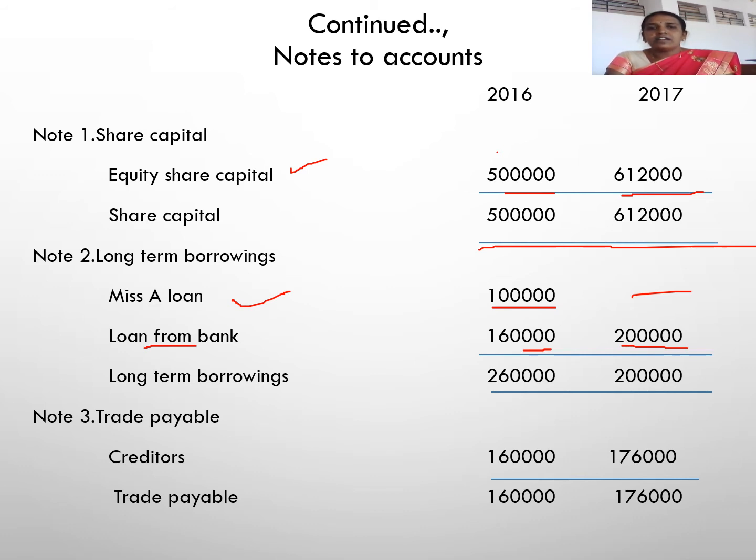Then third one is trade payable. Note number 3 is about trade payable. That trade payable is nothing but creditors, that is a current liability, and in 2016 it amounts to rupees 1,60,000, and in the year 2017 it amounts to rupees 1,70,000. That is, there is an increase in the creditors.